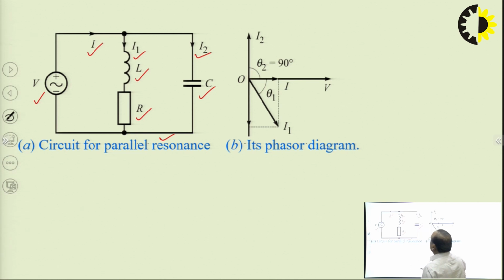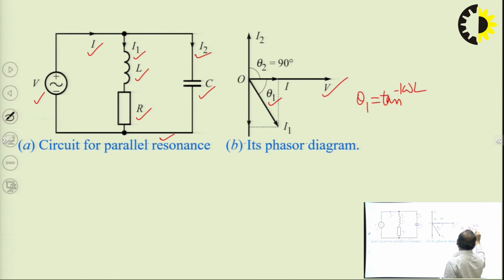Now if we draw the phasor diagram of this circuit, how can we draw it? The voltage across these two branches will be equal, since these two branches are connected in parallel. So we take this voltage as the reference phasor. Now with respect to it, we take current phasors I1 and I2 for the circuit. The I1 current will be lagging by angle theta 1 from the voltage phasor, and theta 1 will be given by tan inverse omega L upon R.